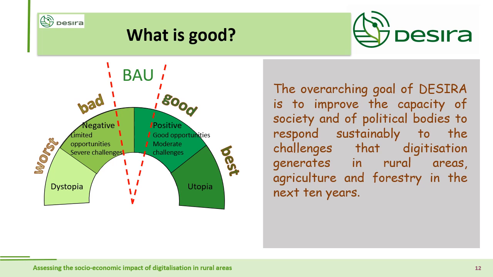The overarching goal of DESIRA is to improve the capacity of society and of political bodies to respond sustainably to the challenges that digitization generates in rural areas, agriculture and forestry in the next 10 years.